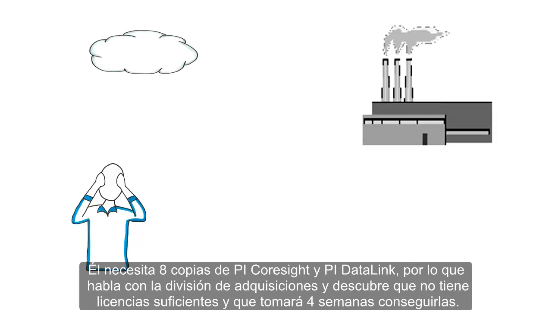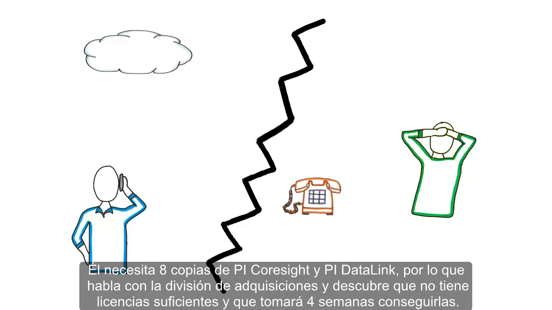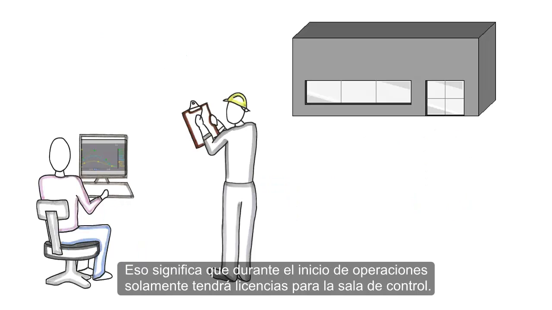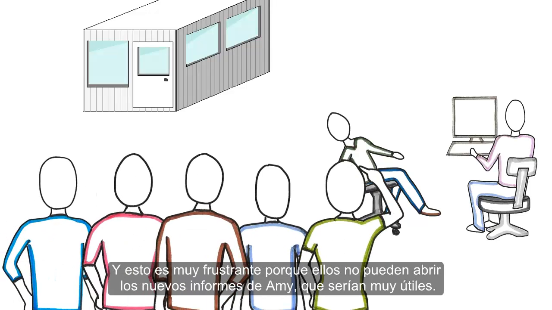He needs 8 copies of Pi CoreSight and Pi Data Link, so he goes back and forth with purchasing only to figure out that he doesn't have enough licenses, and it will take 4 weeks to get new ones. This means that during his startup, he only has enough licenses for the control room. His engineers end up having to wait, and this is really disappointing because they can't open Amy's new reports, which, it turns out, are pretty useful.